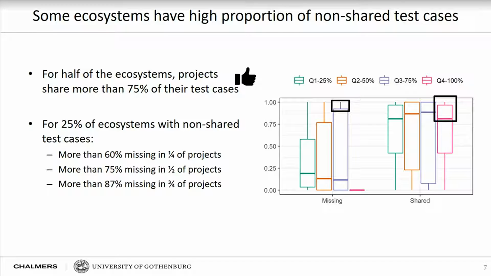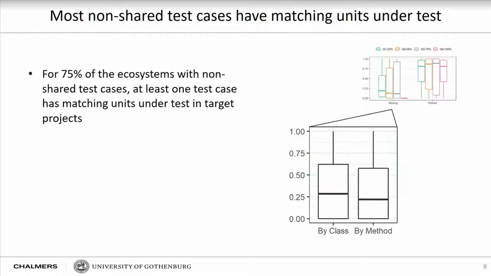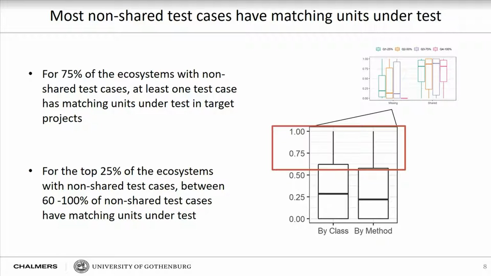We then wanted to look at these missing test cases and see whether they had any matching units under test in the project where they're missing from. So we found that for 75% of the ecosystems, at least one test case that was missing had a matching unit under test in another project. And then we found that for the top 25% of these ecosystems, the majority of the missing test cases had matching units under test, and these were between 60 and 100%. So this is good news, and it shows potential for our technique.